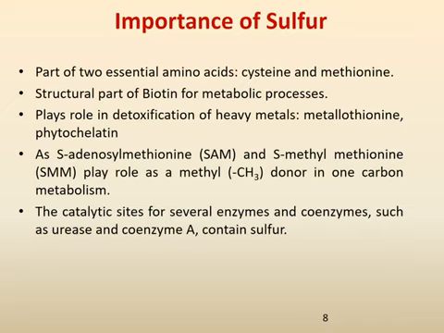Importance of sulfur. It is part of two essential amino acids, cysteine and methionine, and a structural part of biotin, which is also known as vitamin B7, vitamin H or coenzyme R, for many metabolic processes. It also plays an important role in detoxification of heavy metals, as in the case of metallothionein and phytochelatin. Phytochelatins are oligomers of glutathione which act as chelators and are important for heavy metal detoxification.